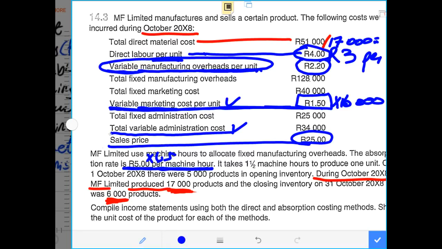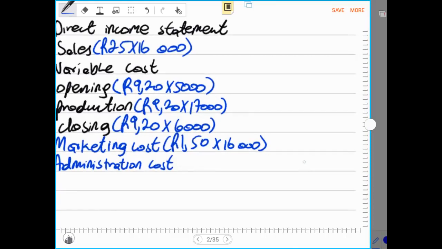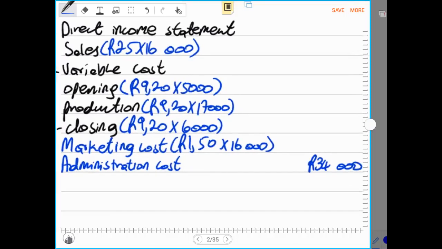Then after, we have variable administration cost, and this is a total. Take note, total. We don't have to multiply, so we record the rate in total. Therefore this was a total of 34,000 rands, and we just record 34,000 rands as it is, as a total amount.